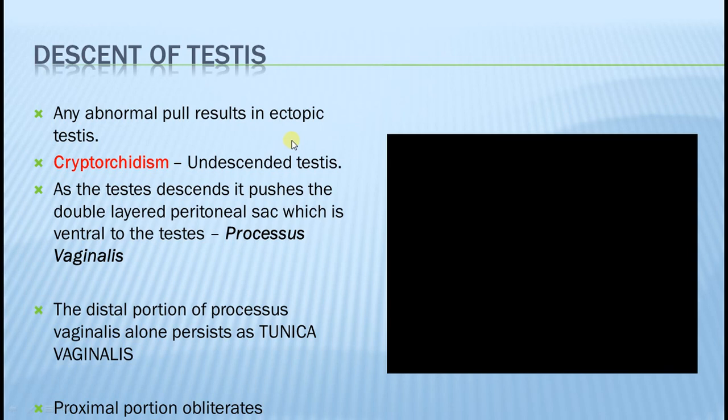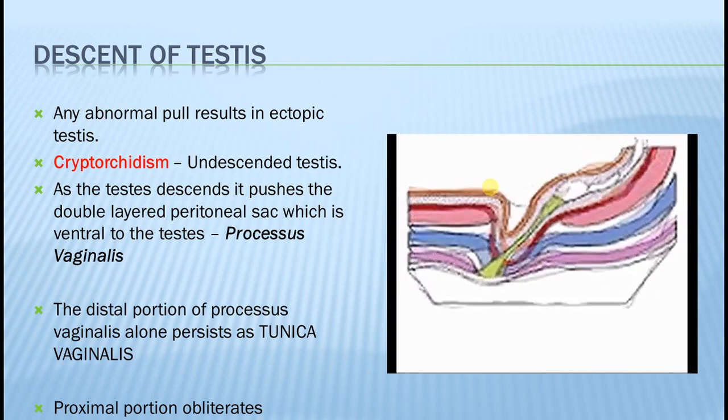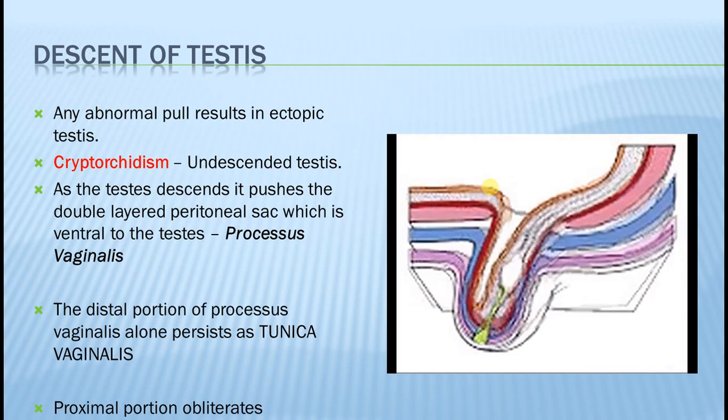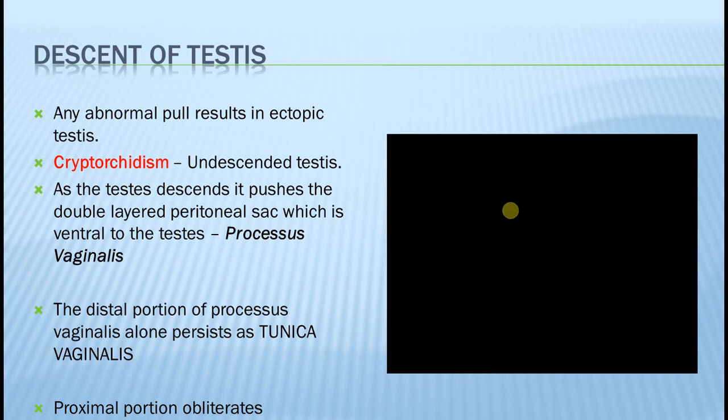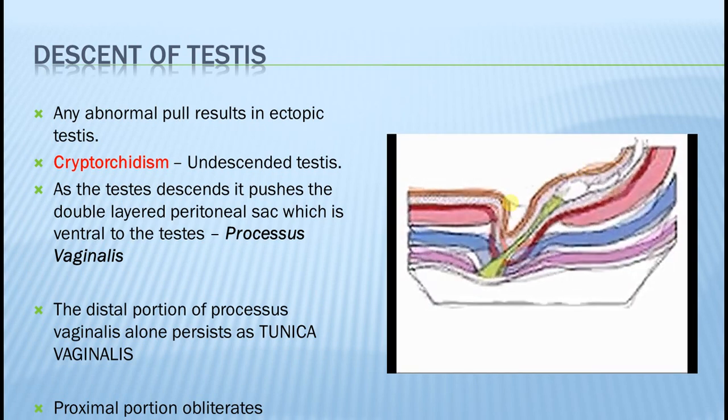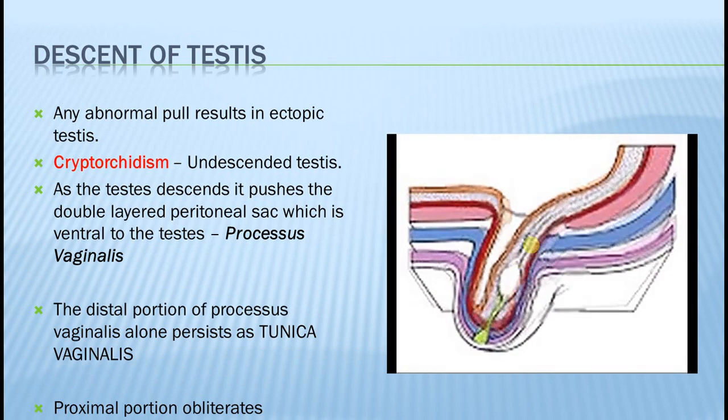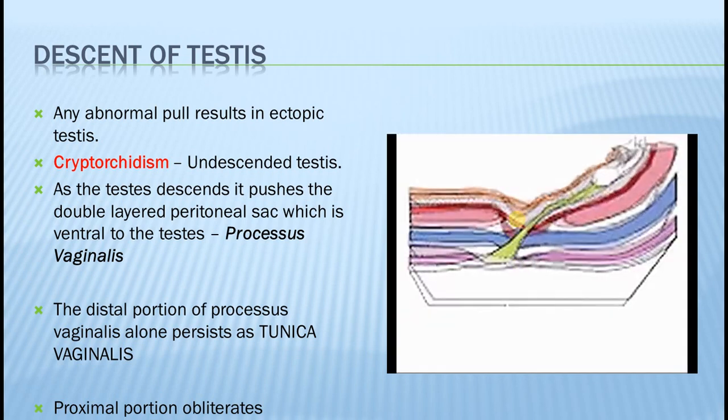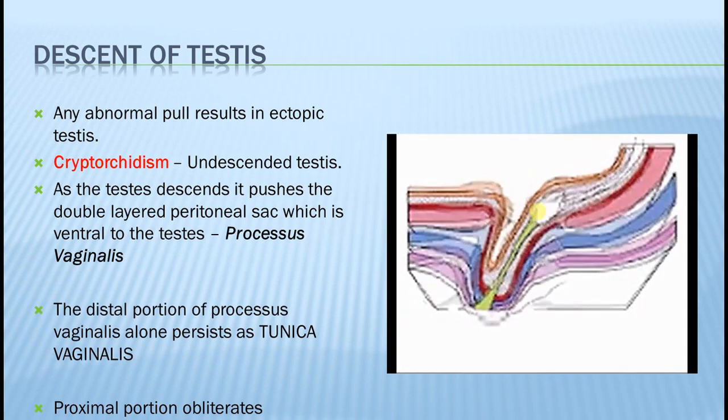Okay, that is most commonly, or sometimes it might undescend and present intra-abdominal itself. So this is again a short animation, very fast, and I will repeat it 3 or 4 times. As the testis descends, you are able to see this fold of peritoneum here. Processus vaginalis. This brown color line is the processus vaginalis.